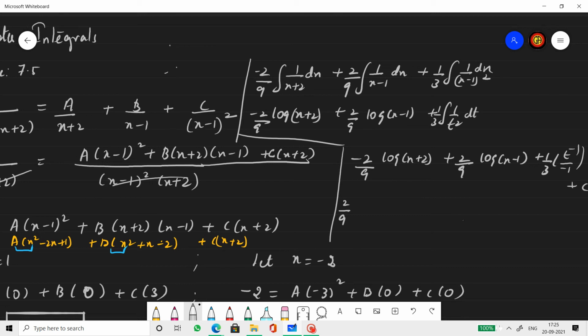So 2 by 9 into log of (x minus 1) by (x plus 2), and then plus 1 by minus 1 by 3 t, which is x minus 1, plus c.